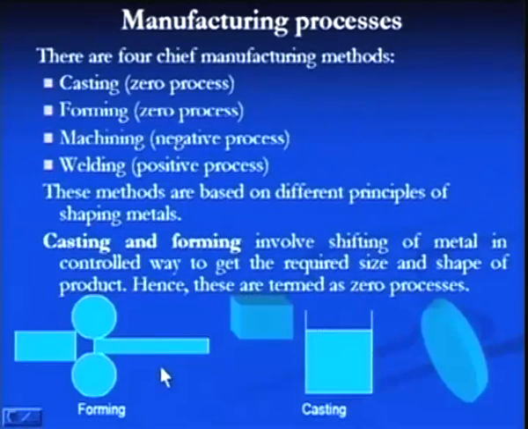place. Casting is another process where the raw material is brought to the molten state in the furnace, and then that molten metal is placed into the mold to get the desired shape like this disc. So, theoretically there is no loss in both these processes, only the shifting of the material from one region to another region is used to get the desired size and shape.